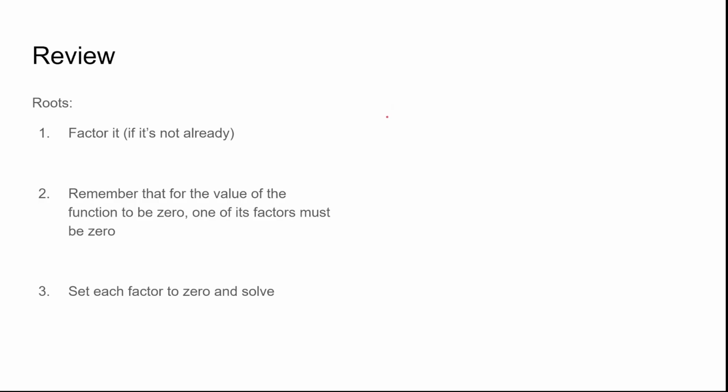So let's find the roots real quick. In order to find the roots, we have to factor the function if it's not already factored, and then set each of those factors equal to 0, because remember that for the value of a function to be 0, one of the factors must be 0. So let's take a look at an example here. Let's say we have y equals x cubed minus 6x squared plus 9x.